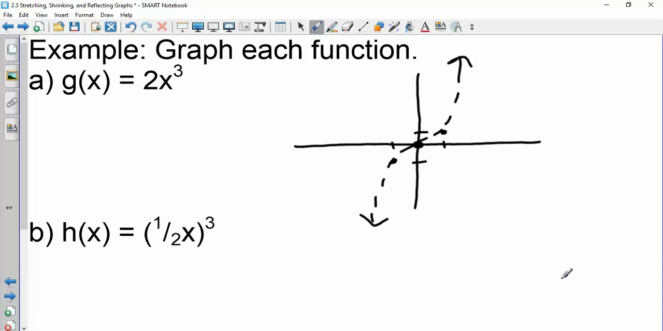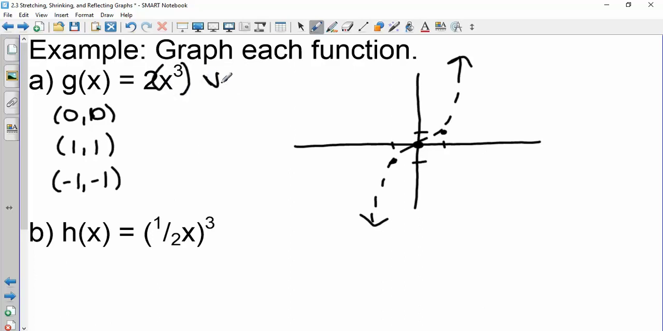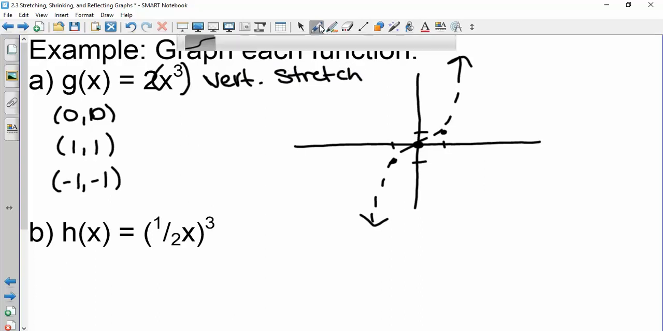2 to the third is 8. -2 to the third is -8. So we can get them that way. Okay, writing out these points is optional, but it can help us. This 2 is outside, so is this a vertical or a horizontal? It's 2 times that x cubed, so it's a vertical, and outside does what we think, so it will stretch.